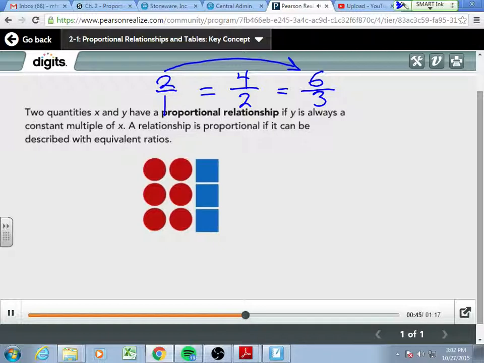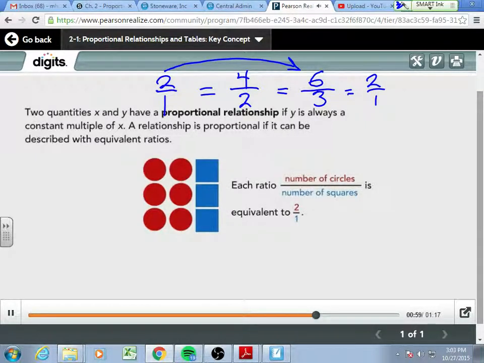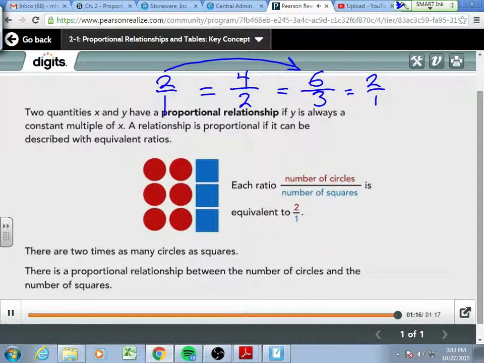So the thing is, I can take the ratio of circles to squares, 6 to 3, and reduce it down to 2 over 1, which makes it proportional. So proportional relationships always have that same reduced fraction value. Does that make sense? That'll make more sense when you see it in the table. So look at that table there that you have for side length and perimeter.